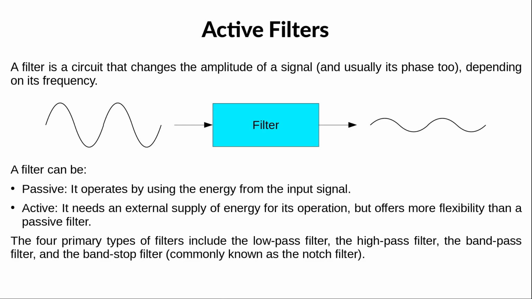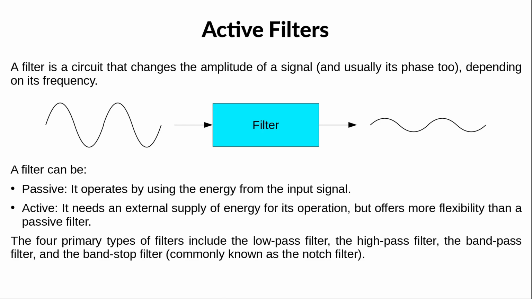So, a filter is a circuit that is meant to modify the amplitude of a signal depending on its frequency. Usually, the filter changes the phase too. A filter is said to be passive if it operates by using the energy from the input signal. It is said to be active if it needs an external supply of energy for its operation. Active filters offer more flexibility than passive filters, so they are the ones that we are going to analyze.